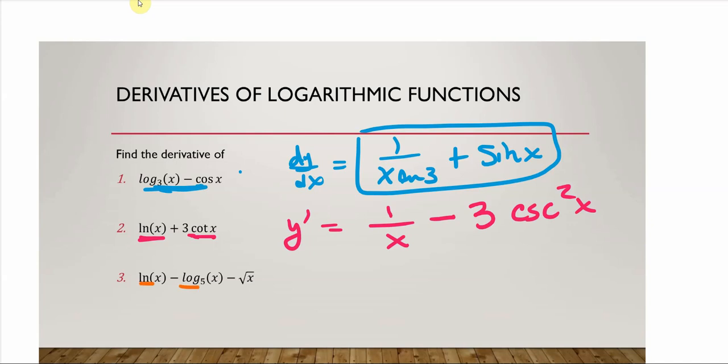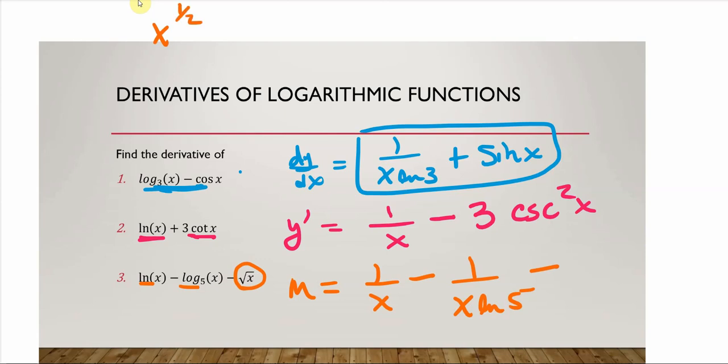And then finally, the last one, I have a natural log and I have just a log with a different base. So on this one, my slope is going to be found by taking the derivative of ln of x, which is 1 over x. The derivative of this one, though, is going to be 1 over x natural log of 5, minus, now, the square root of x. If I was to do the power rule, let me go ahead and convert this to x to the 1/2 here.